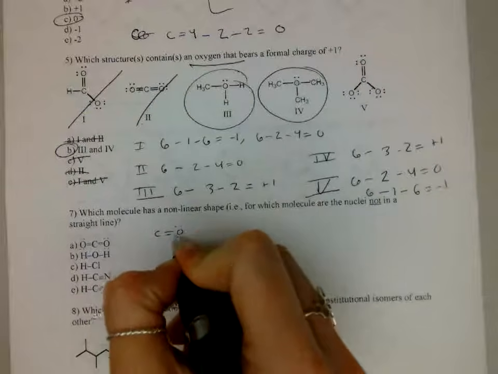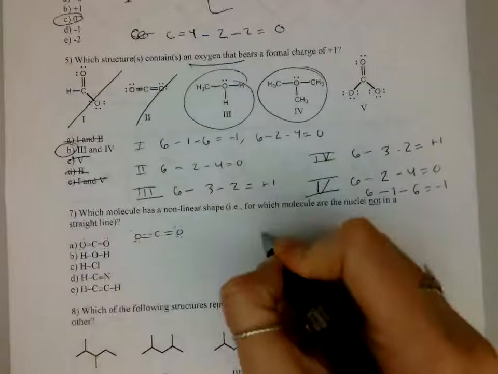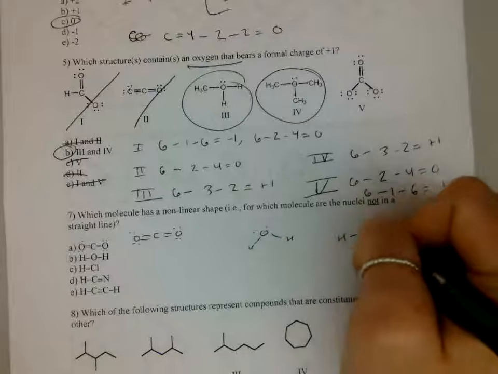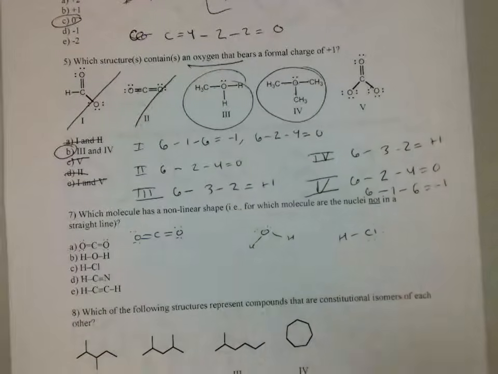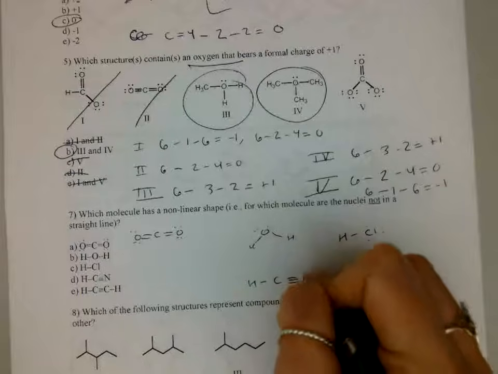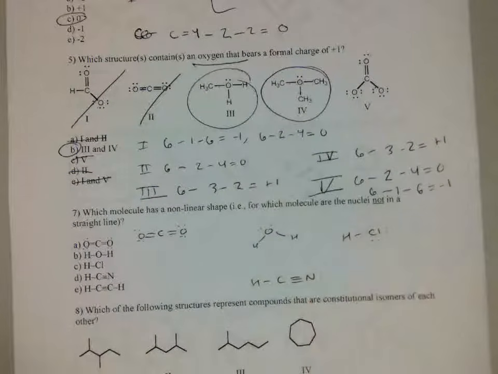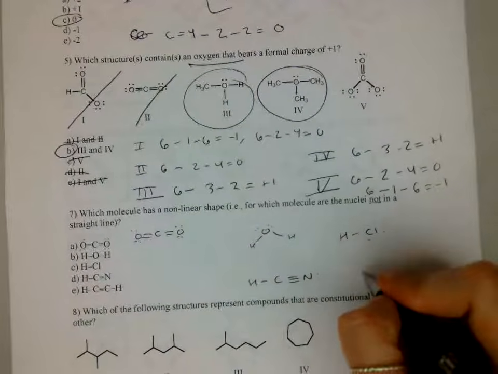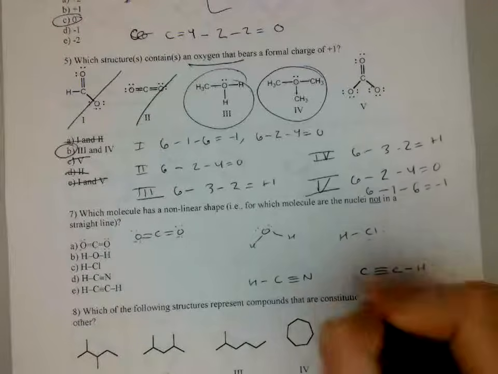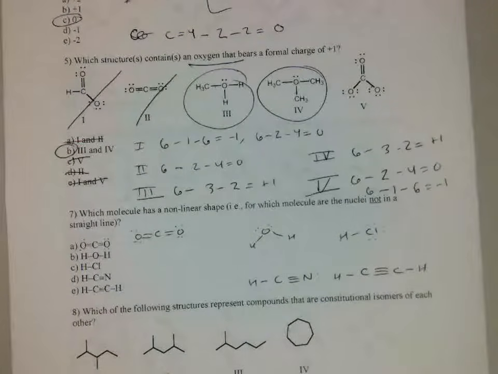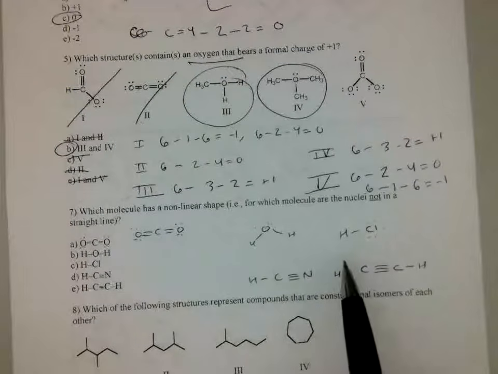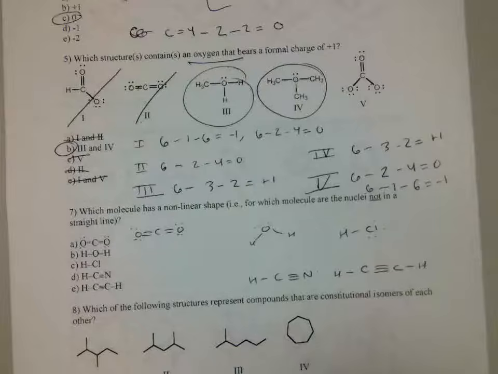So this CO2 actually looks like this. The water looks like this. The HCl looks like this. I think that's hydrogen cyanide maybe, looks like this. And this is what the alkyne at the bottom looks like. Okay, so we've got all of our structures drawn here, and this is actually really a VSEPR theory question.